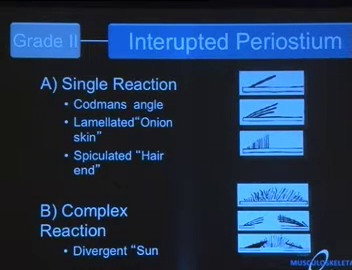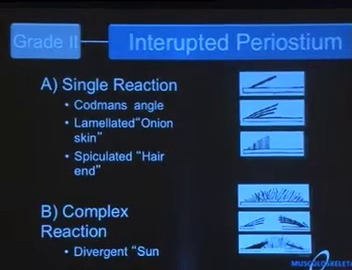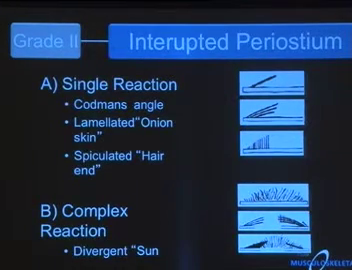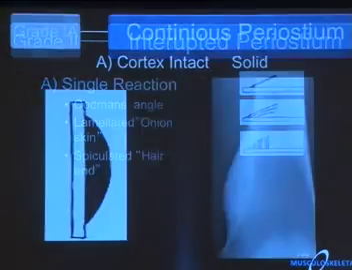The most aggressive periosteal reactions that you see are complex periosteal reactions, where you see multiple periosteal reactions at one time, or whenever you see a divergent or sunburst periosteal reaction, those are always malignant. And so that would be a type 2B. So we'll go through these.